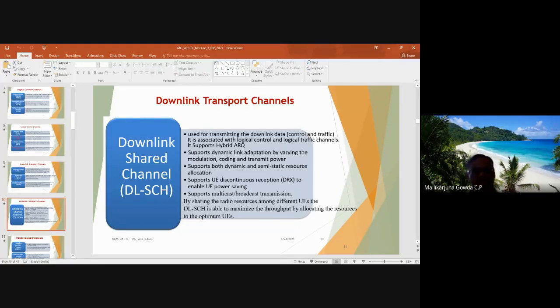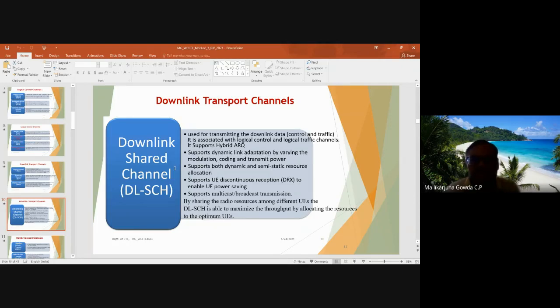Okay, so these are all the functions or use of the downlink shared channel. I said it will be supporting dynamic link adaptation by varying modulation, coding, and transmit power. As I already said, it supports both dynamic as well as semi-static resource allocation. By sharing the radio resources among the different user equipments, this downlink shared channel is able to maximize the throughput by allocating the resources to the optimum user equipments. That is the beauty of this channel.